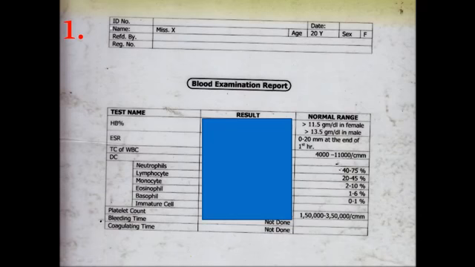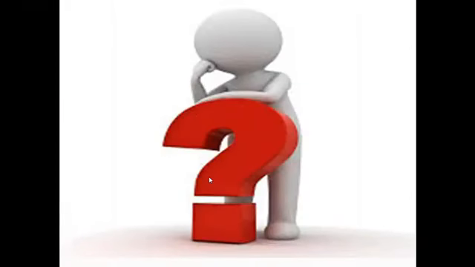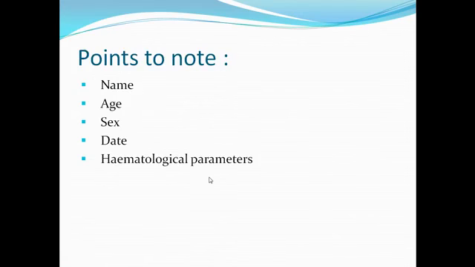If we look from the very beginning to the end, here are name, age, sex, and there is a lot of hematological data. Later we will discuss it meticulously. What will be the diagnosis of this report? We will discuss it later. So whenever we find data, some points should be noted, like name, age, sex, date, and hematological or, if available, other parameters.